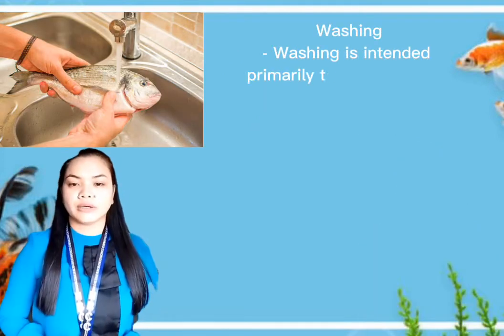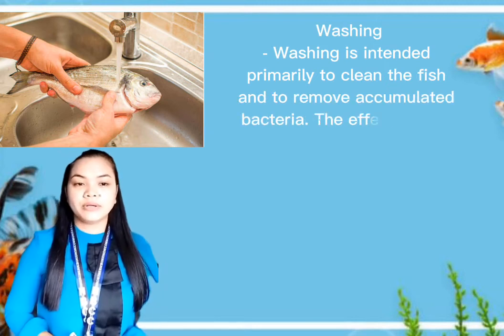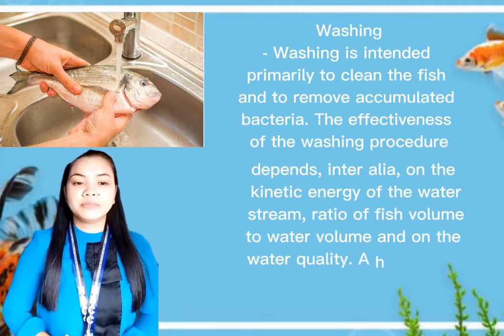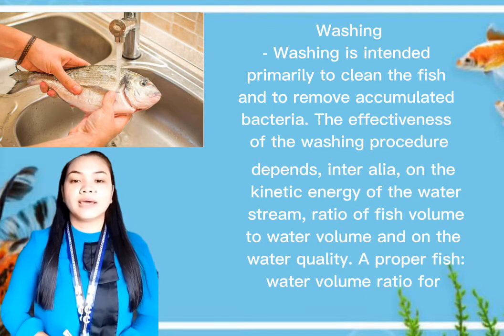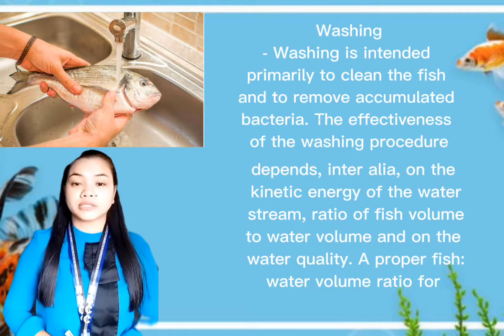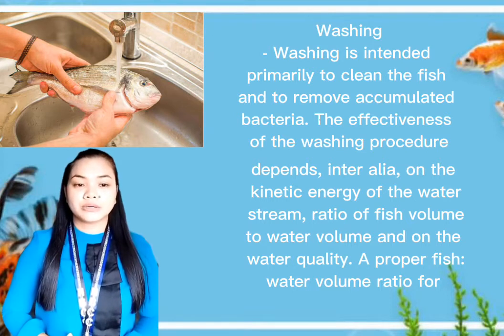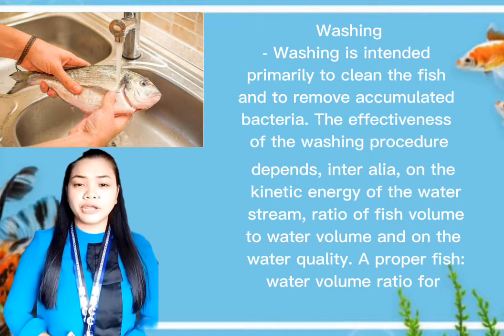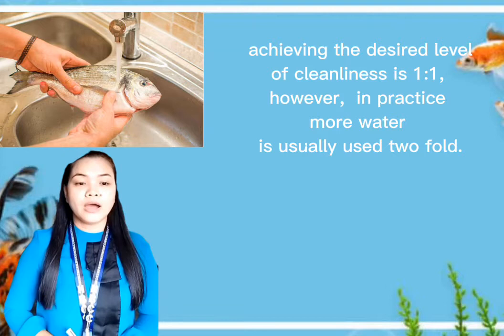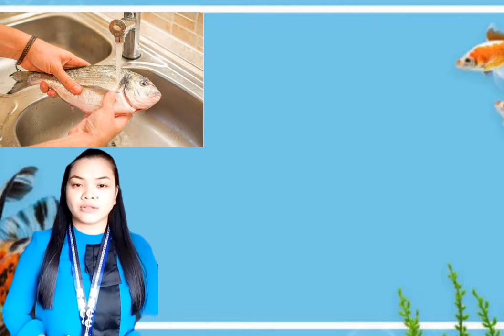Next will be the washing. Washing is intended primarily to clean the fish and to remove accumulated bacteria. The effectiveness of the washing procedure depends, inter alia, on the kinetic energy of the water stream, the ratio of fish volume to water volume, and on the water quality. A proper fish to water volume ratio for achieving the desired level of cleanliness is 1:1. However, in practice, more water is usually used, two to fourfold.